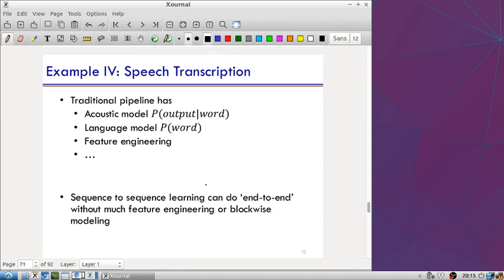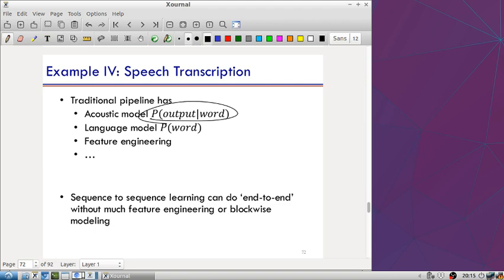Finally, speech transcription. So in speech transcription, basically speech to text, there are several models. They are pretty modular. The first model is called the acoustic model. It's basically saying, given a word, what is the sound that's produced?